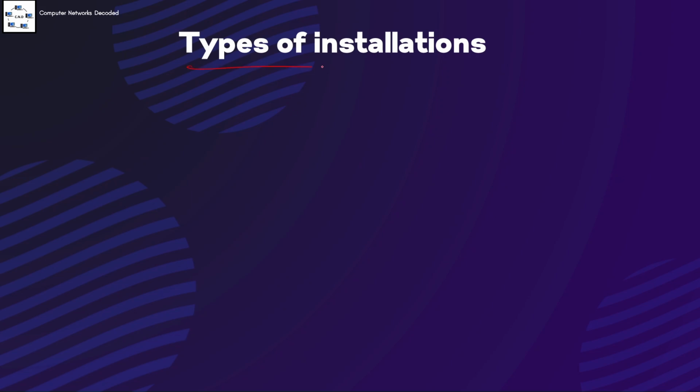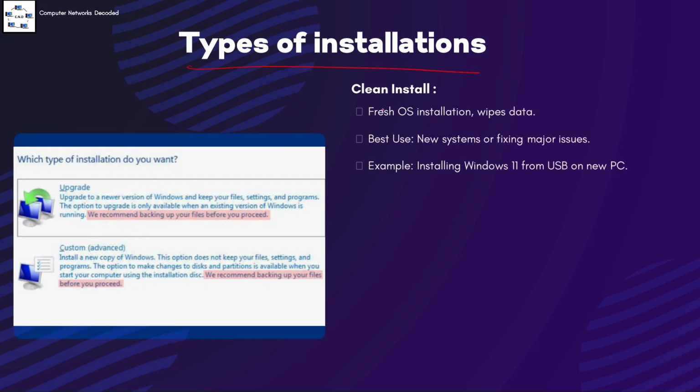So now coming over to types of installations, and the first one is the clean install. Clean install means fresh OS installation, and in this case all your previous data is deleted or wiped out, and it is used for a new system or when you have major issues with your operating system which is beyond repair or recovery. For example, installing Windows 11 from USB on a new PC or on an old PC where you want to delete all the previous data and install a new fresh Windows.